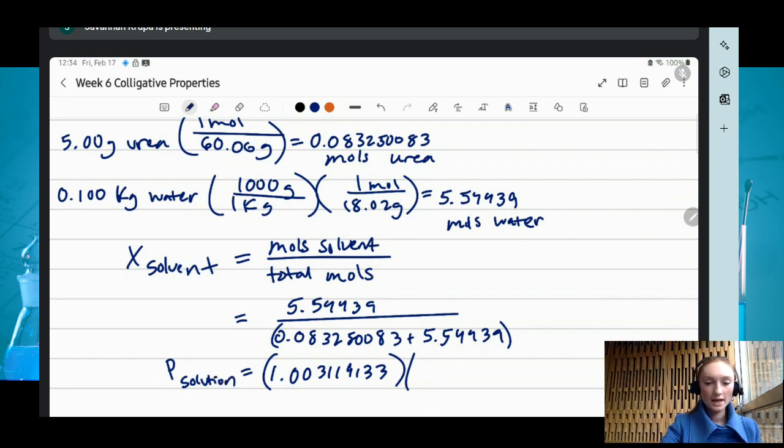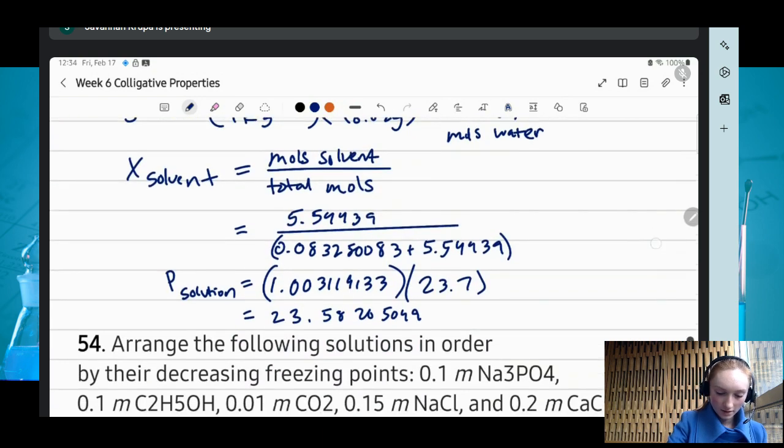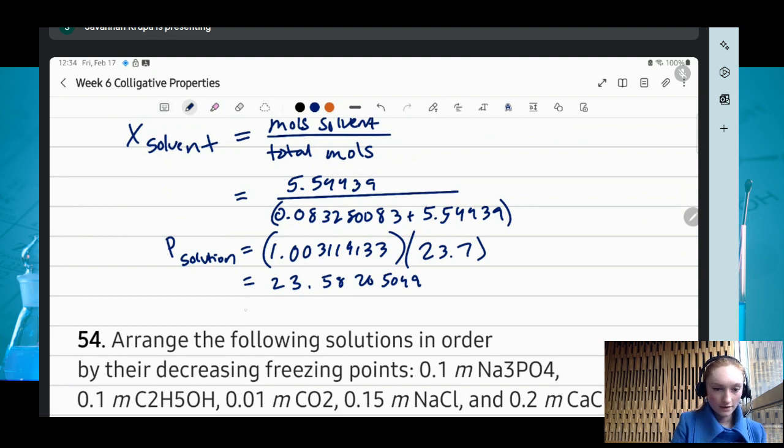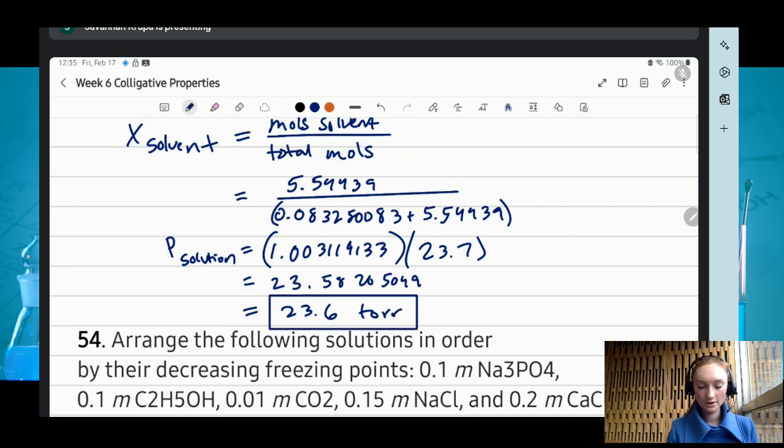And so from the problem, it gave us 23.7 torr of the pressure of the solvent. Multiplying that out will give us a value of 23.58205049. There we go. And rounding that to 3 significant figures, we will get a value of 23.6 torr. So that is going to be the vapor pressure of the solution.